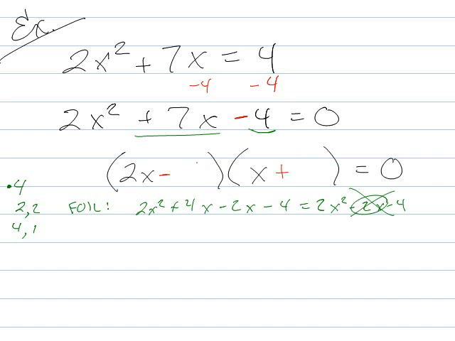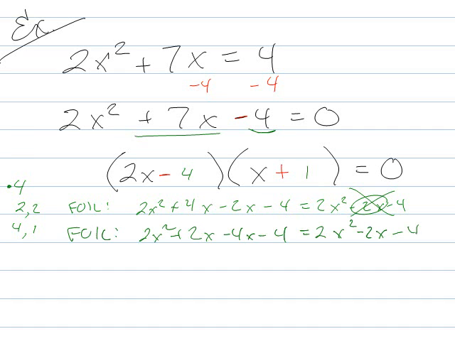Alright, so let's try 4 and 1. With the 4 and the 1, we can go there and try to FOIL it again. First, 2x squared outer, plus 2x inner, minus 4x last, minus 4. We're still not getting anything good. Okay, so we're kind of running out of options.